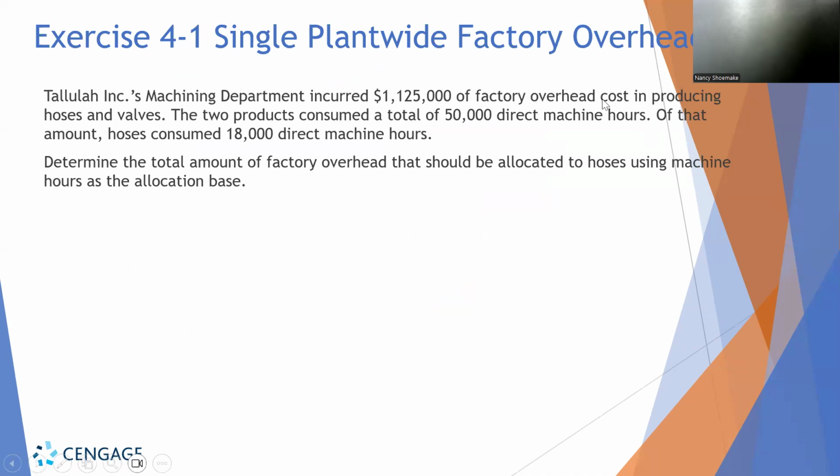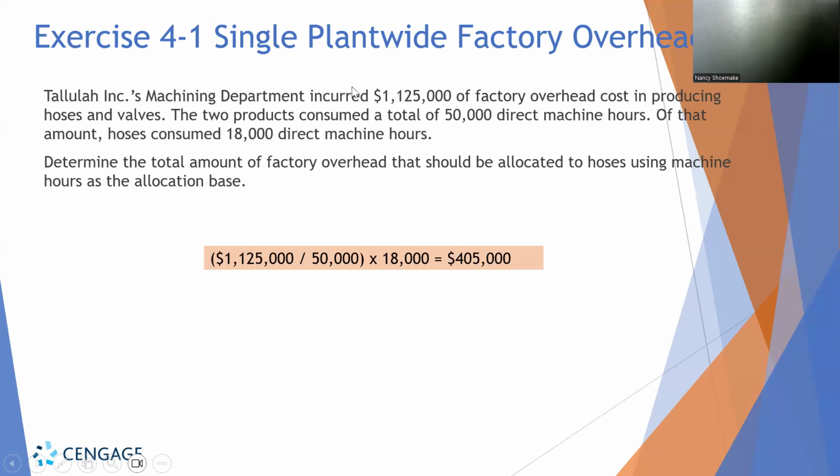So Tallulah's machining department incurred $1,125,000 of factory overhead cost in producing hoses and valves. The two products consumed a total of 50,000 direct machine hours, and of that amount, hoses consumed 18,000 direct machine hours. Determine the total amount of factory overhead that should be allocated to hoses using machine hours as the allocation base.